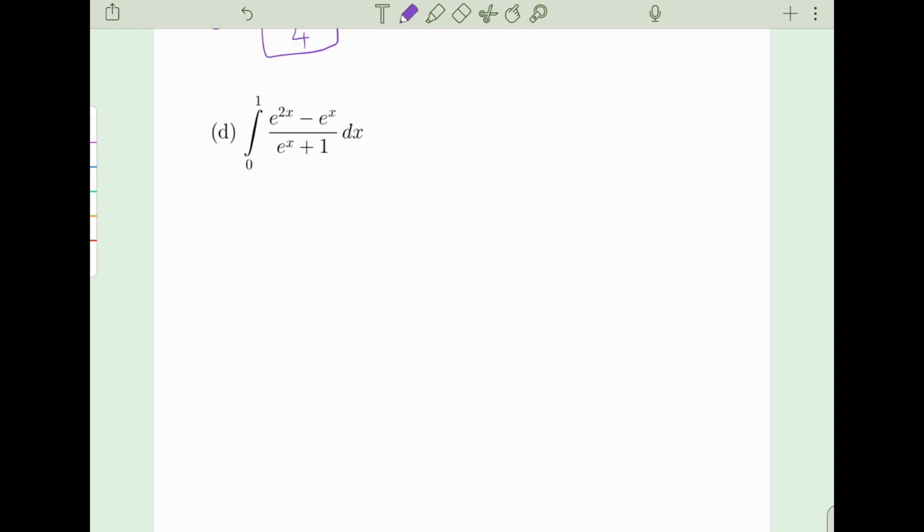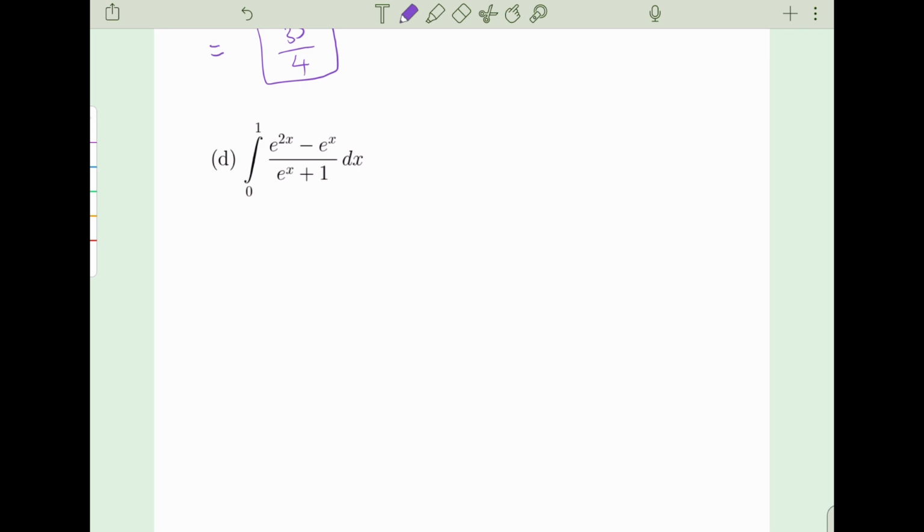So now question D, right? In our expression we have a lot of e to the x, so it's natural to think of letting u equal e to the x. Of course we need to figure out the du. du is equal to e to the x dx, right?